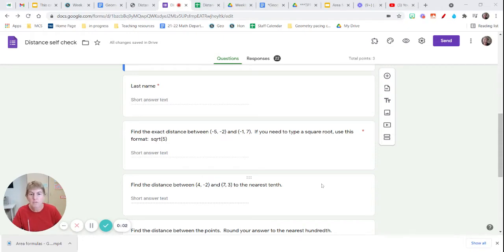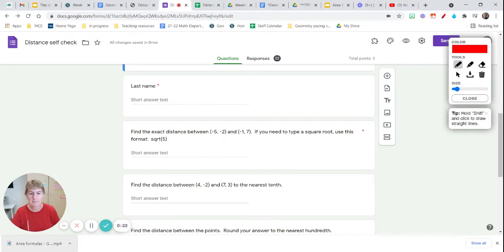Okay, let's go over the distance self-check problems to make sure you know what you're doing here. So finding the exact distance between these two. Exact means I'm not going to touch my calculator to get a decimal in the end. I'm going to leave it in that square root or radical form. But before then, let's see what we need to do.